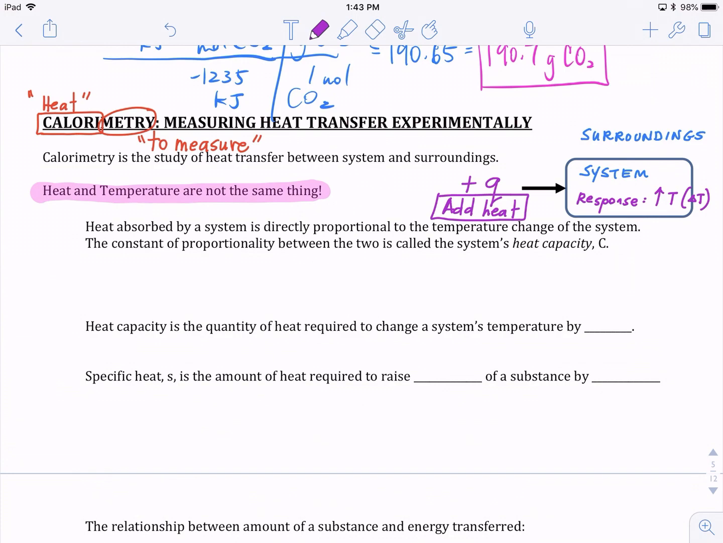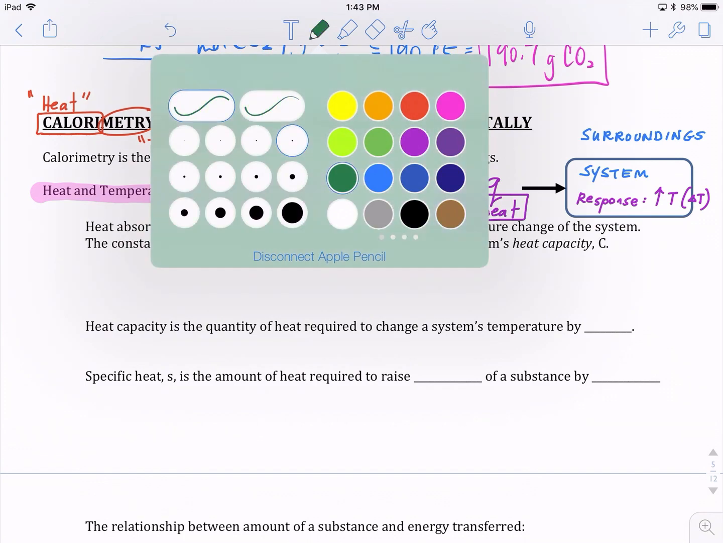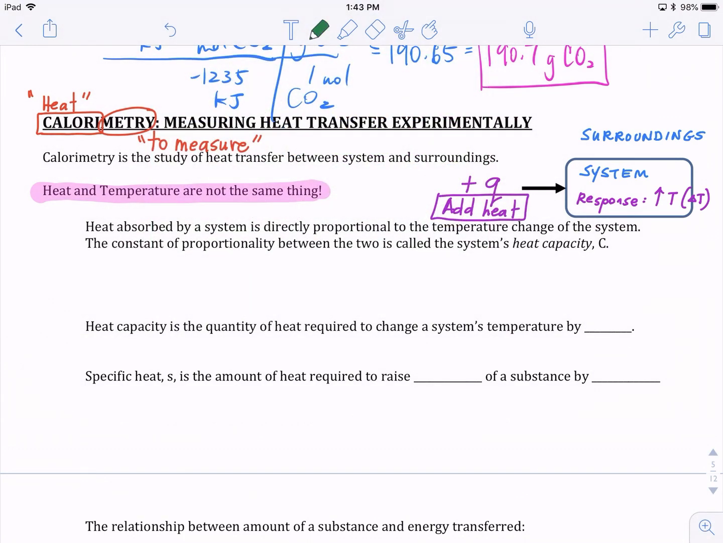So heat absorbed by a system is directly proportional to the temperature change. So they're not the same thing, but they are proportional. So if we think about proportionality, maybe you've seen this before. This is just the symbol for proportional. Q, or heat, is proportional to change in temperature. And there's a constant of proportionality we can talk about, and that's going to be something called heat capacity, which is abbreviated with a capital C. Capital C is heat capacity, and that's going to be for any system, and it's going to be different for every system.